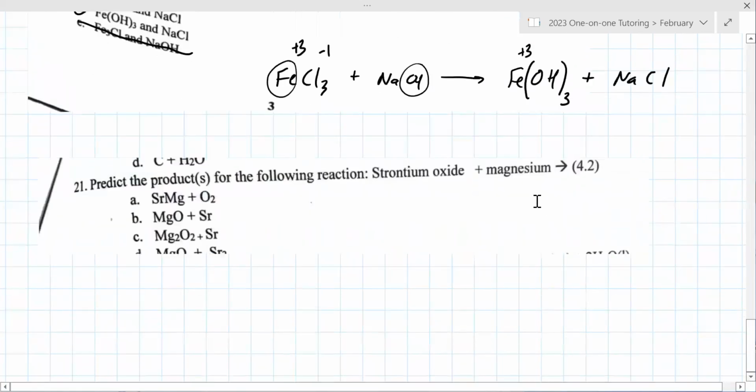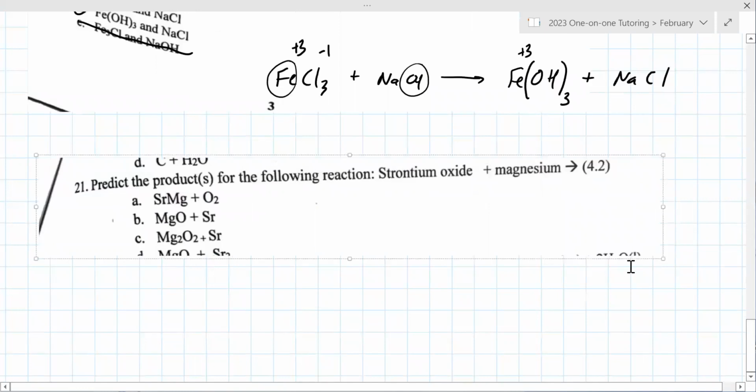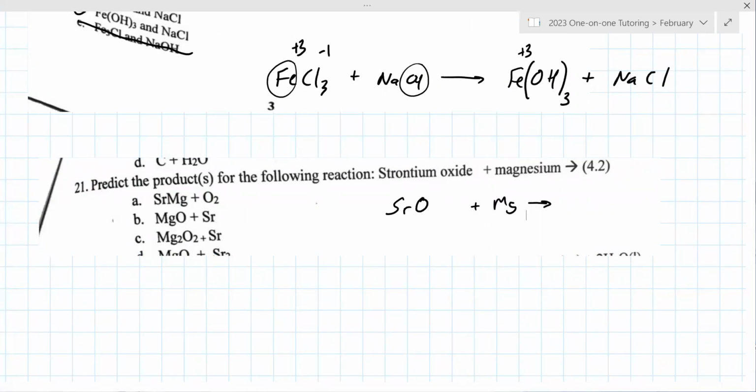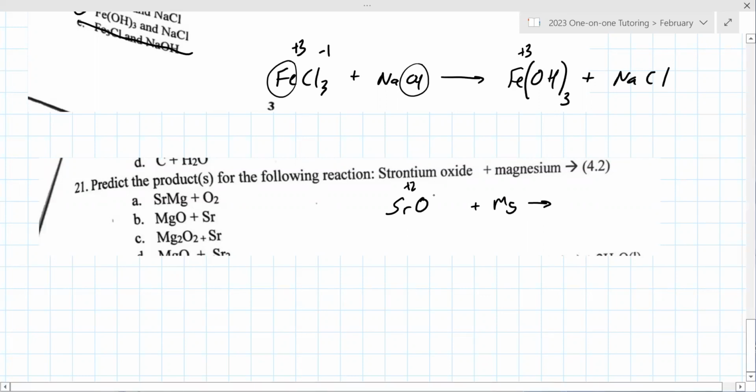All right, so we've got strontium oxide, SrO, plus magnesium produces something. So we need to know the charge of strontium, and that's +2. So the O is a -2 plus magnesium. I don't know what this seems to be. I'm leaning towards single replacement, like MgO plus Sr.